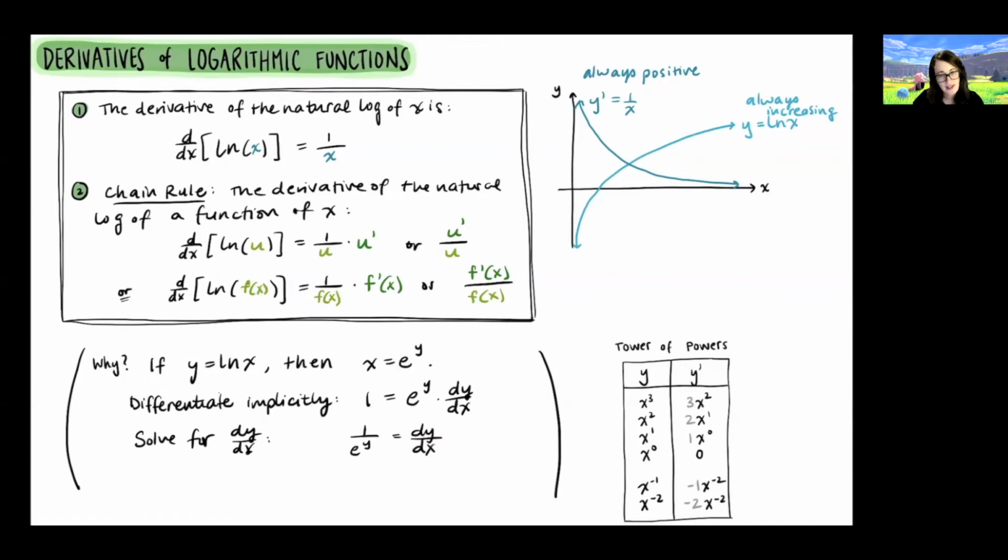So 1 over e to the y does not look like x. However, if you look up here, e to the y is actually equal to x because of what we started with, y equals the natural log of x. So if we just substitute back in x equals e to the y, we get 1 over x equals dy dx.